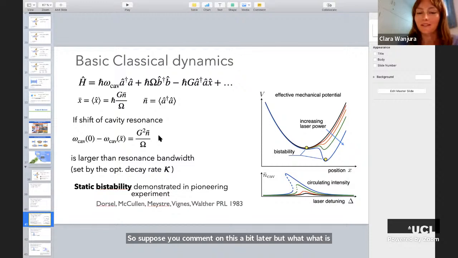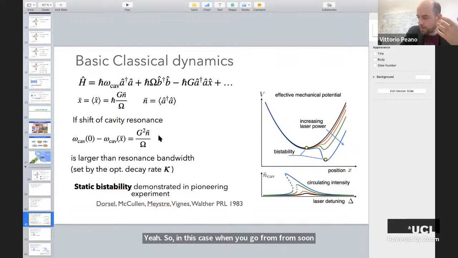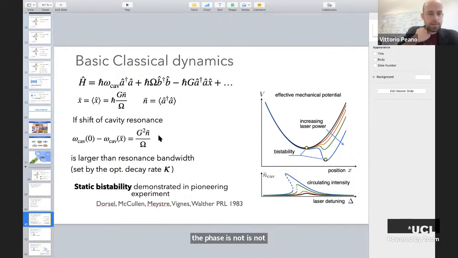So I suppose you'll comment on this a bit later, but what is the criterion for a Hopf bifurcation? So what do you call a Hopf bifurcation in that case? Yeah, in this Hopf bifurcation, you go from a static solution to a solution where you start to have self-sustained oscillation which does not have a fixed phase. So it's some kind of motion with a fixed amplitude, but where the phase is not fixed. Whereas in this bistability, there is a static solution where the phase of the oscillation is basically set by the driving.